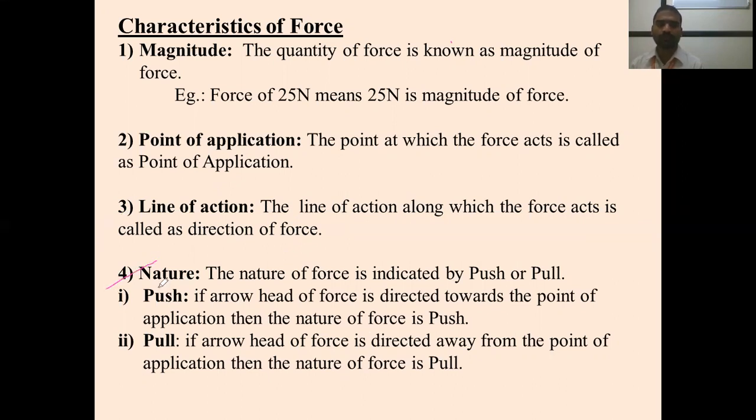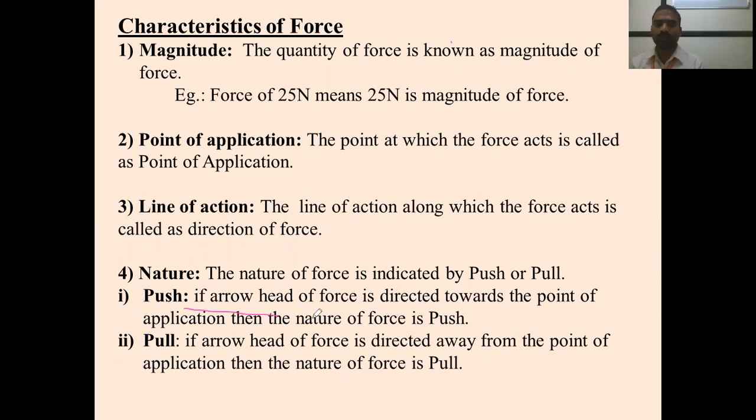Next, the nature of the force is indicated by push or pull. Okay, push or pull. What is push and what is pull? Consider this is a body, and this is a force. Now this force is applied towards the body. Then the arrow of the force is acting towards the body, and the body is in push condition. When the force is moving away from the body, then that is called pull condition. So there are always two natures of force: one is push condition and the other is pull condition.